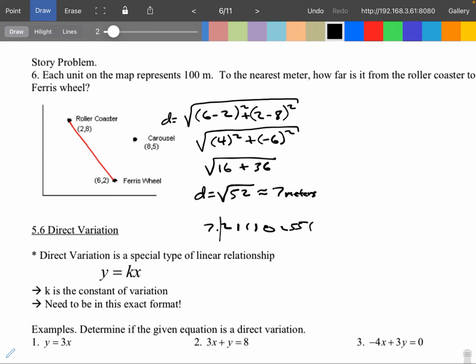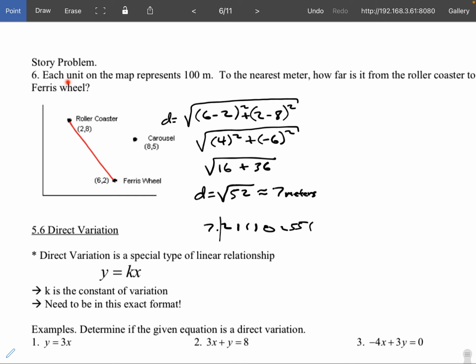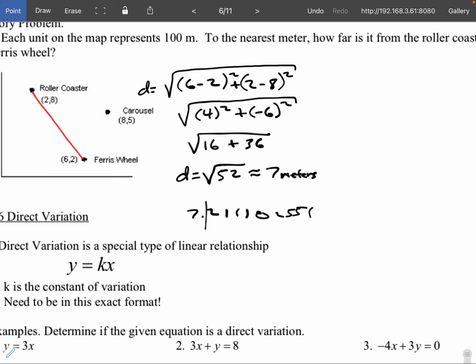Do we have to multiply by 100? Because it says each unit represents 100 meters. Oh, I didn't think about that. Yeah, each unit on the map represents 100 meters. I would have laughed. So it's just 7. Yeah, I didn't think about that. Yeah, 700. So guys, quiet down again. I'm recording. You guys got to go back and read this right here. I missed that.